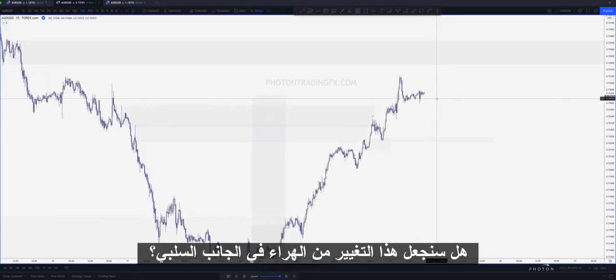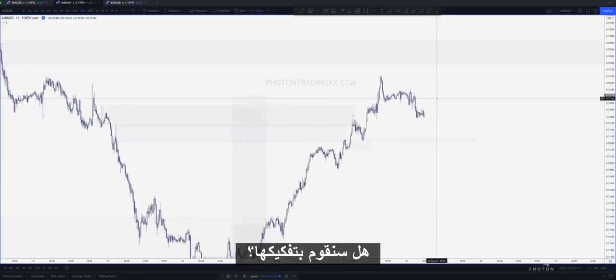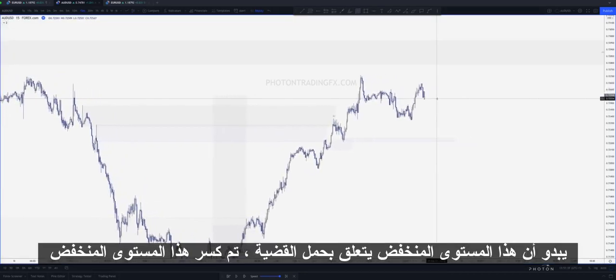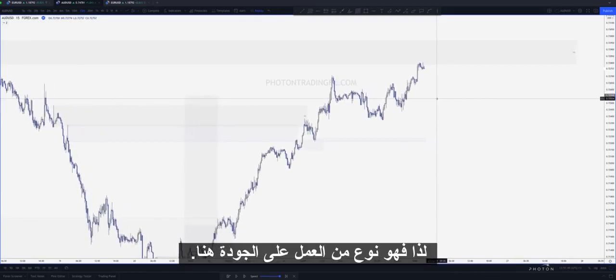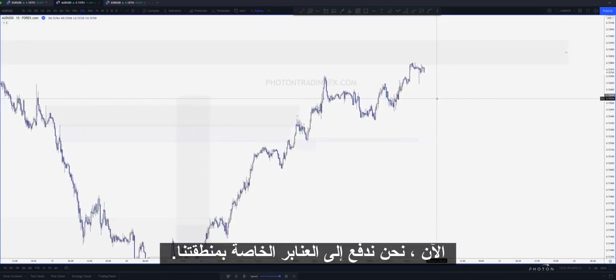Let's see, are we going to get that change of character to the downside? Are we going to break down? Looks like that low is just about holding. Okay, it's swept that low, broken back up again. So we're just kind of having runs on liquidity here. Now we're pushing up in towards that 4-hour zone.